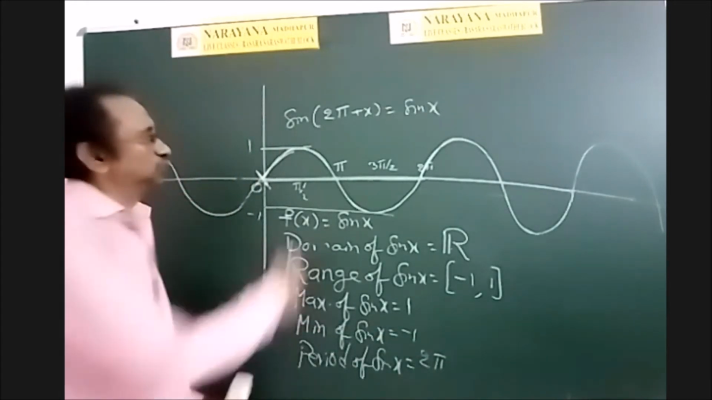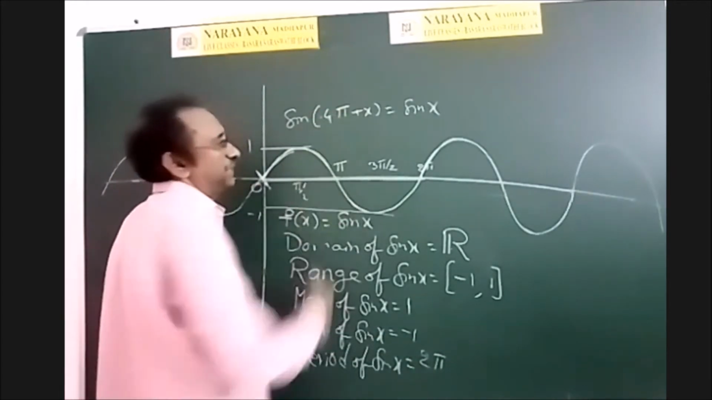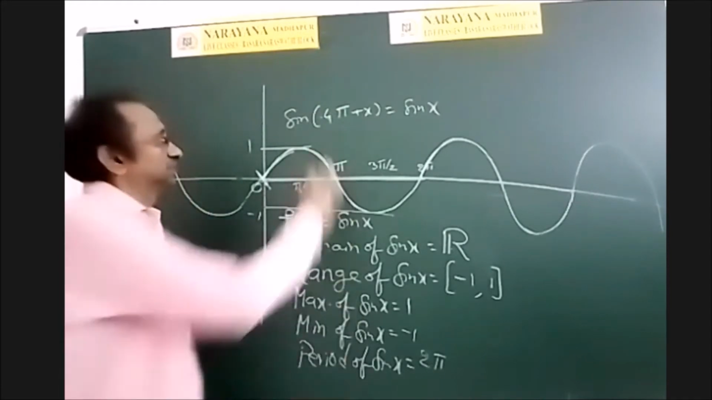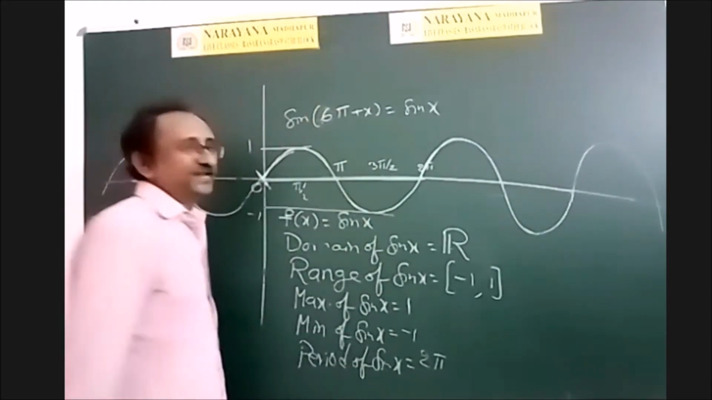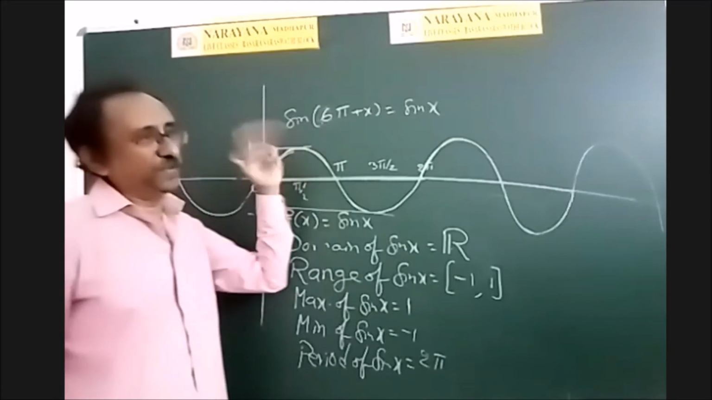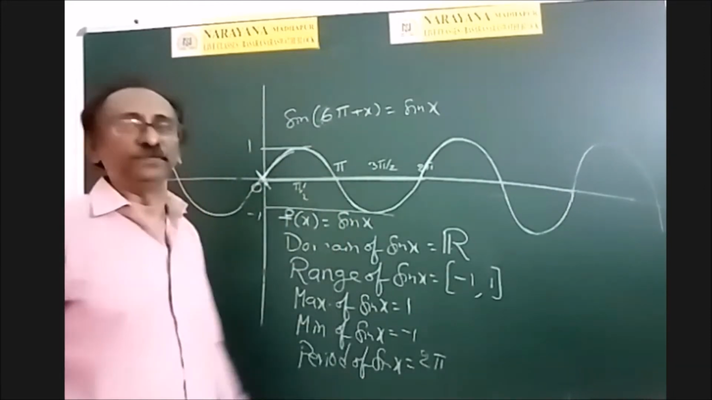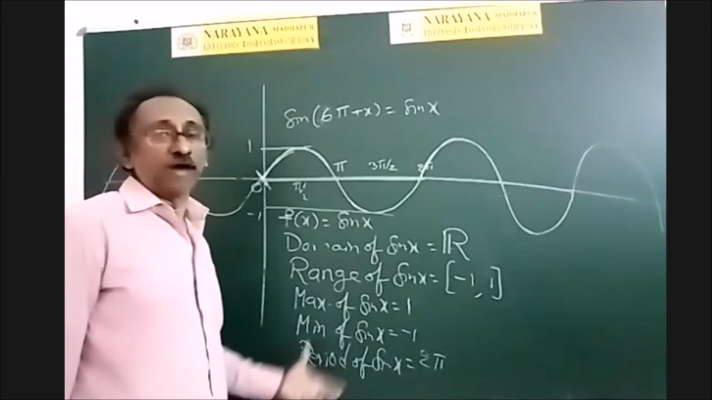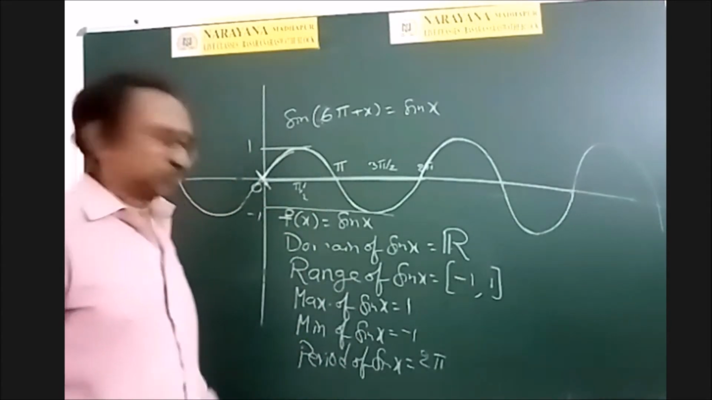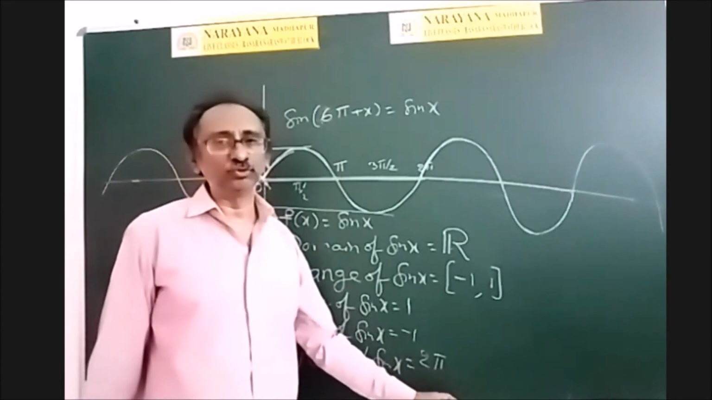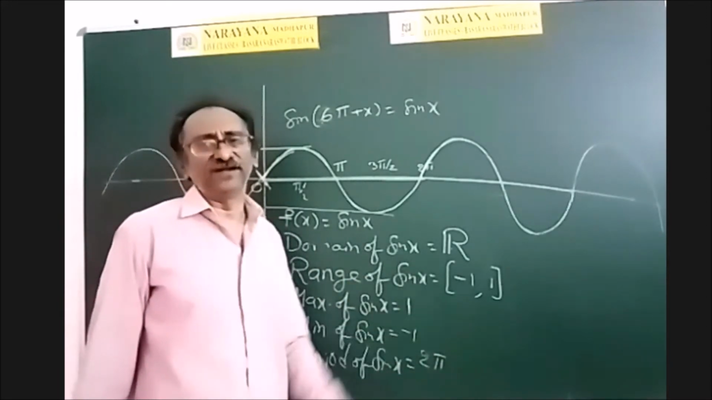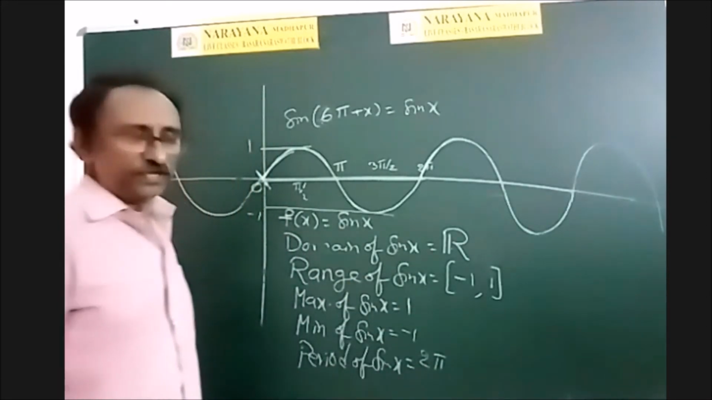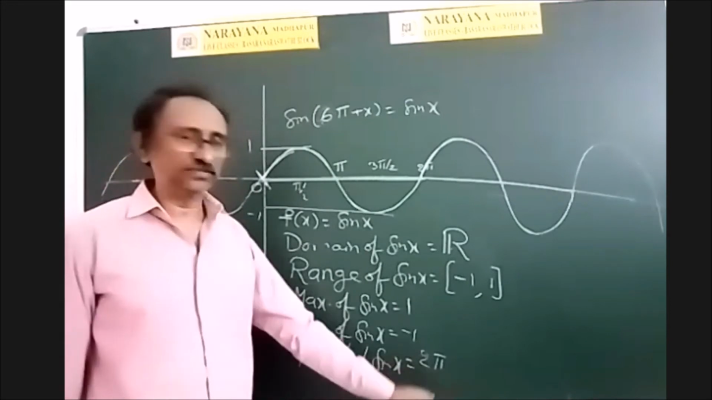Of course, you can write sin(4 pi plus x); that is also sin x. sin(6 pi plus x) is also sin x. So 2 pi, 4 pi, 6 pi, 8 pi are also called periods. But the least among them is in general called the period or fundamental period. So the fundamental period of sin x is 2 pi. Hereafter we won't say fundamental period, we will simply call it the period. The period of sin x is 2 pi.